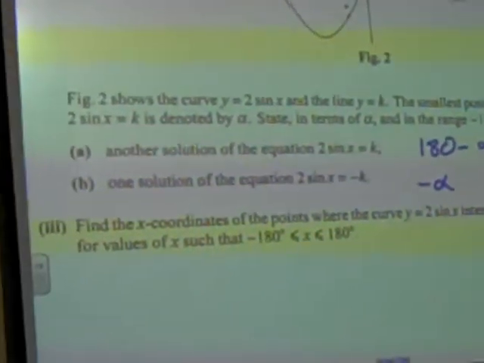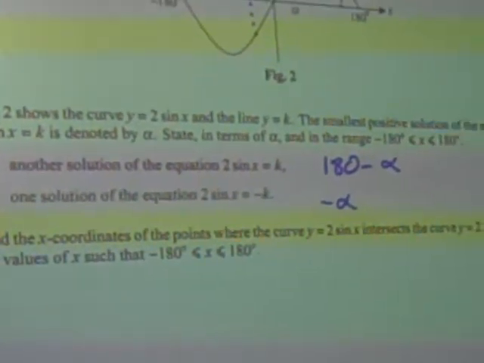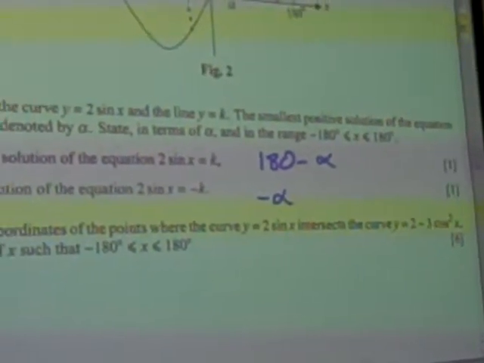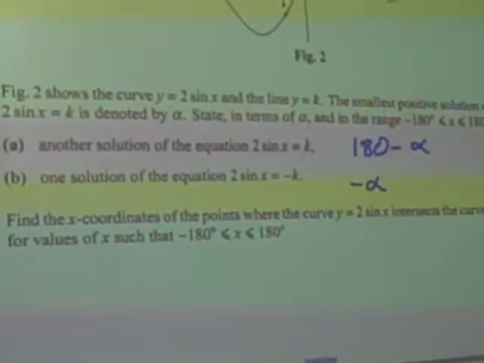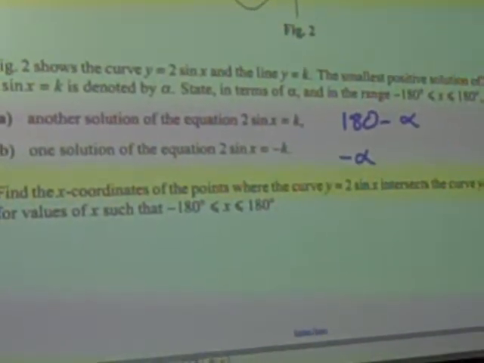Part three: find the x-coordinates of the points where the curve intersects the curve y equals 2 minus 3 cos squared x for values in that range. What's it asked us to do?